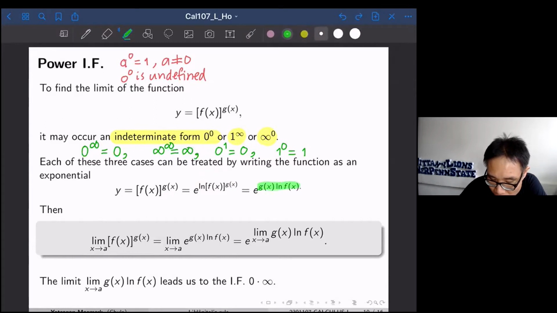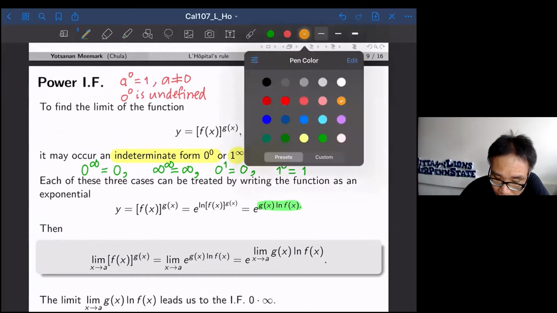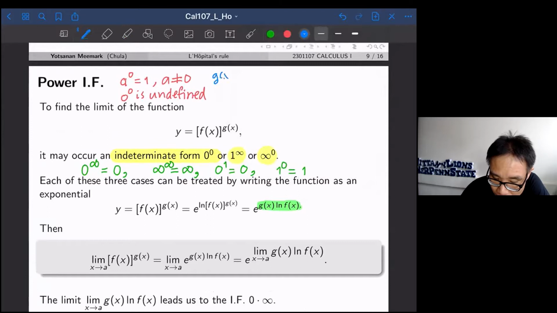So you have g(x) log f(x). And then you think about g(x) times log f(x). You see that this one is a product. When you have a product, you think that it must be the indeterminate form in terms of 0 times infinity, because we have only one indeterminate form for the product. It's going to be 0 times infinity that we don't know about yet.